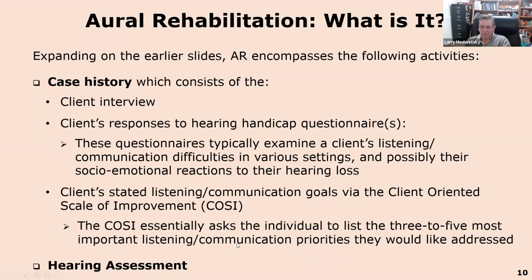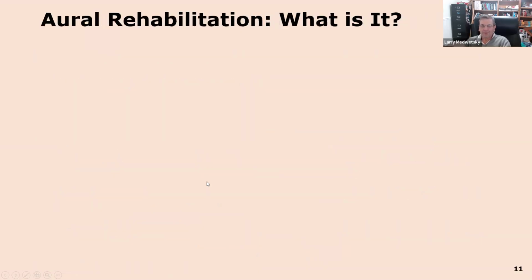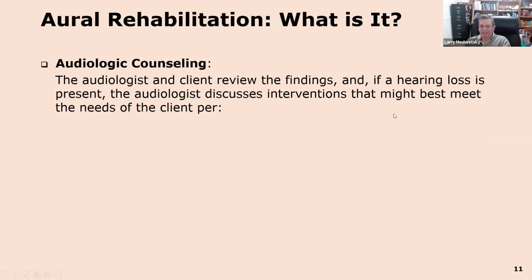And so after the case history, we then do a hearing test. And after the hearing test, the audiologist and the client, and perhaps the spouse, or if it's a child, the parent, are all in the room, and the audiologist and the client review the findings together. If there is a hearing loss, based on what the hearing loss shows, what the person's lifestyle is, what listening situations they have difficulty with, and what they're hoping to address, the audiologist will recommend the intervention that will best meet the needs of the client.